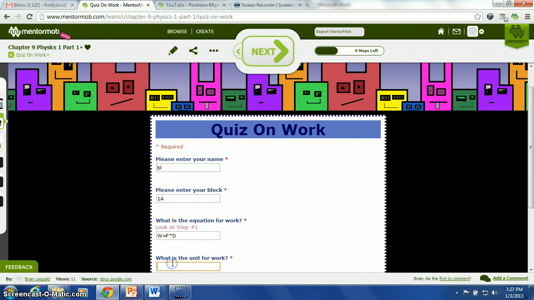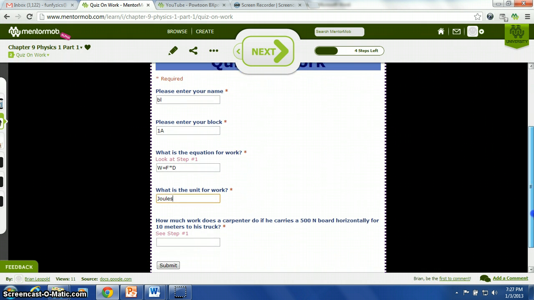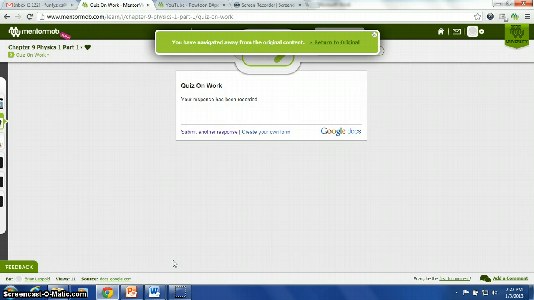What's the unit for work? Joules. How much work does a carpenter do if he carries a 500 Newton board horizontally for 10 meters? This is similar to one of the slides we just saw. He does 0 work because he's lifting up and he's moving horizontally. Submit. Submits it to Google, and I can look.